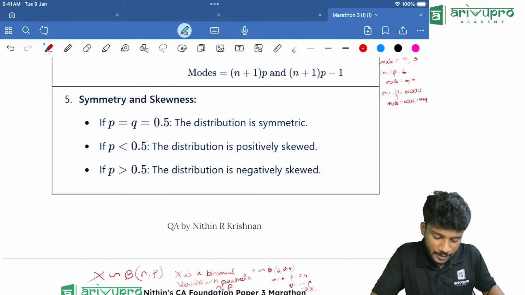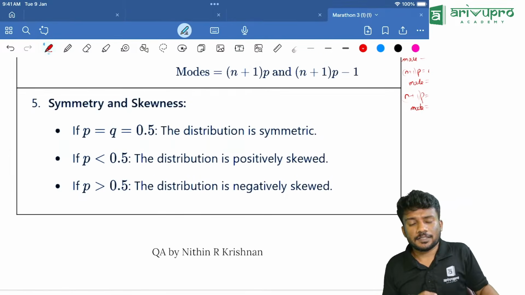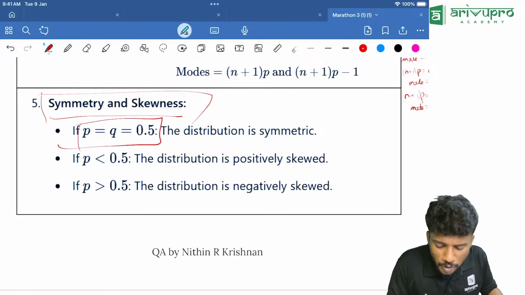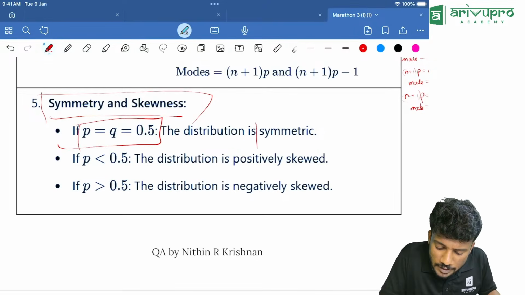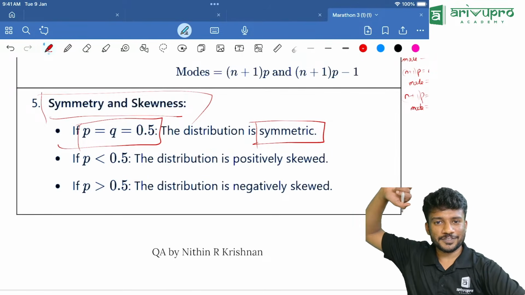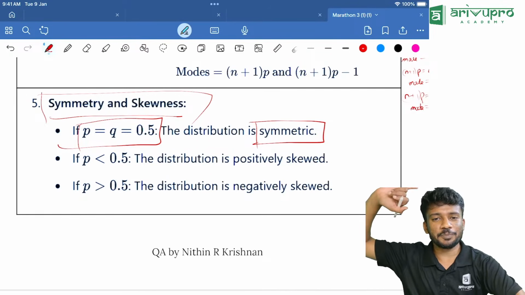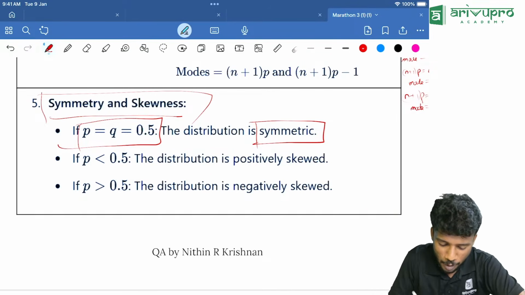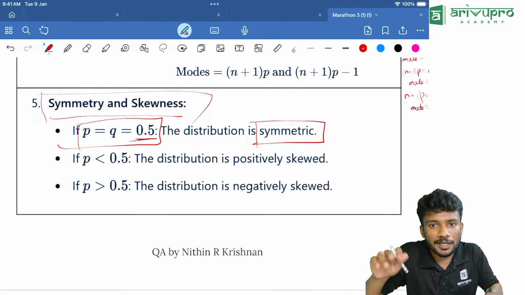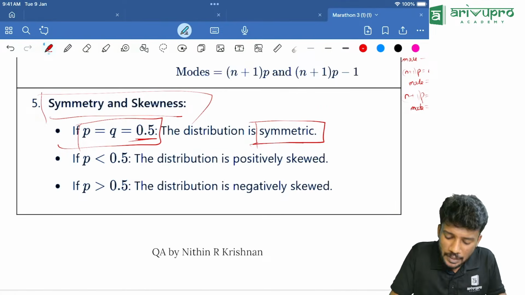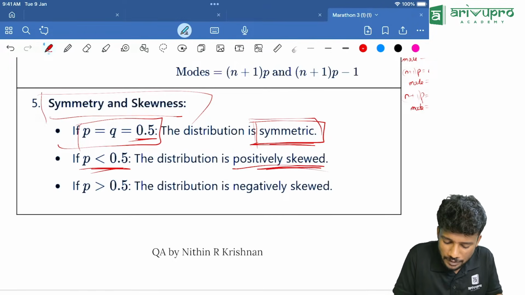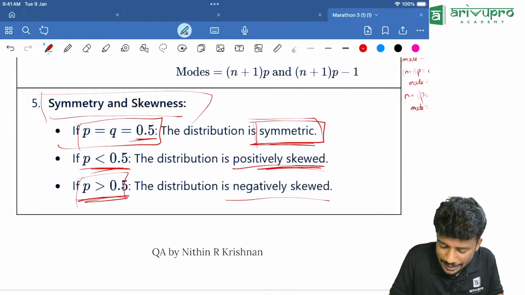Next one. Symmetry and skewness. Look here. When p is equal to q is equal to 0.5, our distribution is said to be symmetric. What is it? When probability of success in a single trial is equal to probability of failure in a single trial, when both of them are equal, when it is equal to 0.5, equally likely, then it is symmetric. When it is less than 0.5, it is positively skewed. Greater than 0.5, negatively skewed.